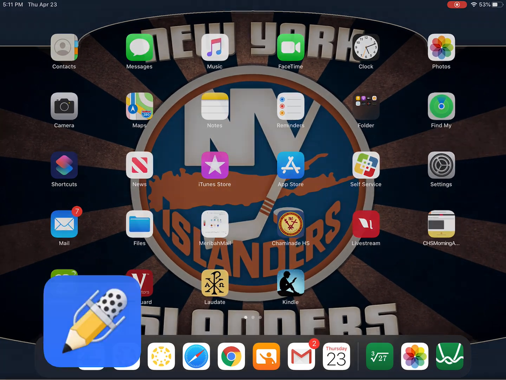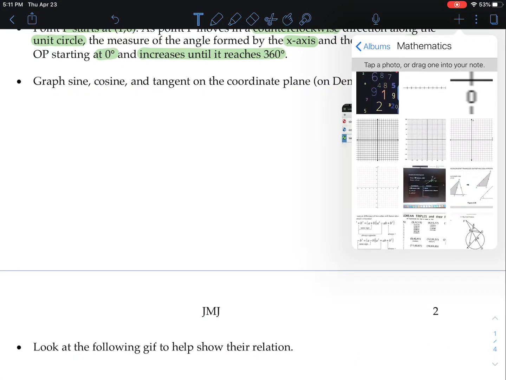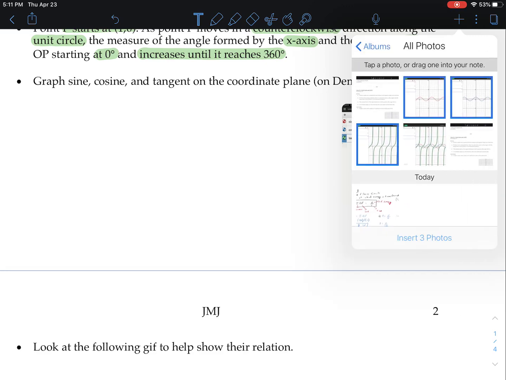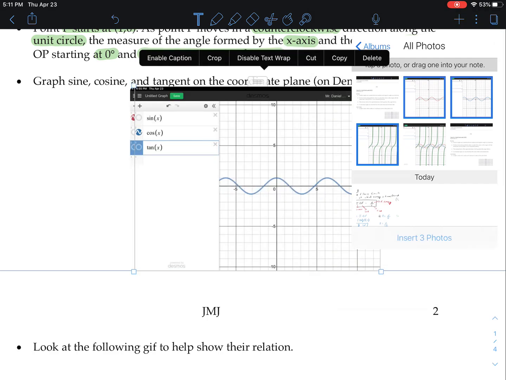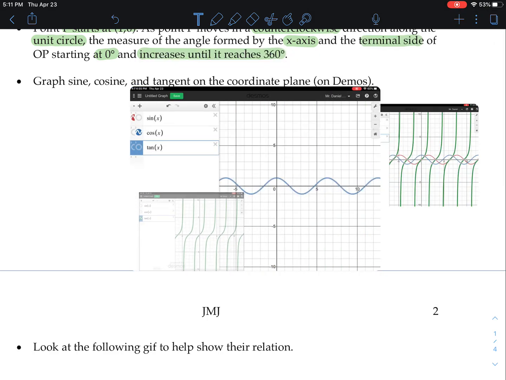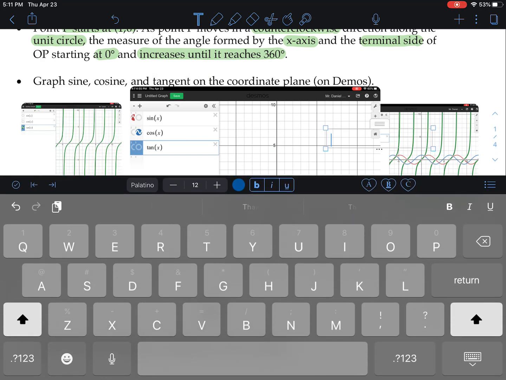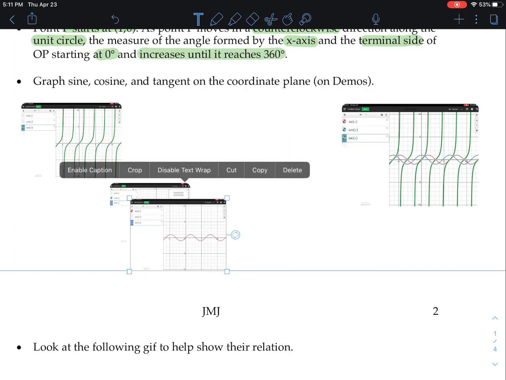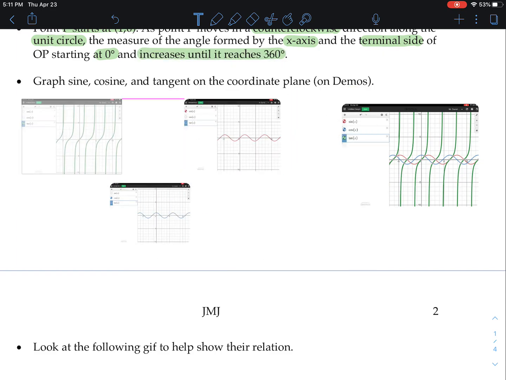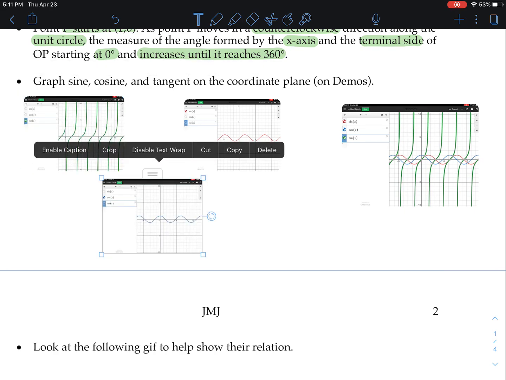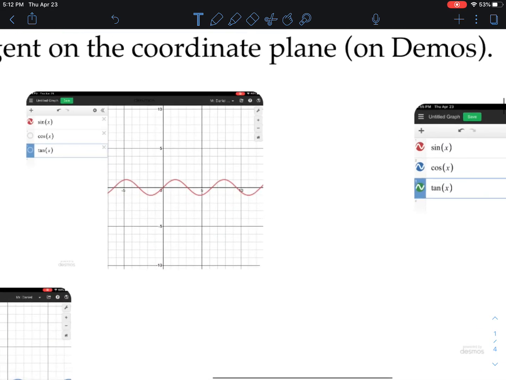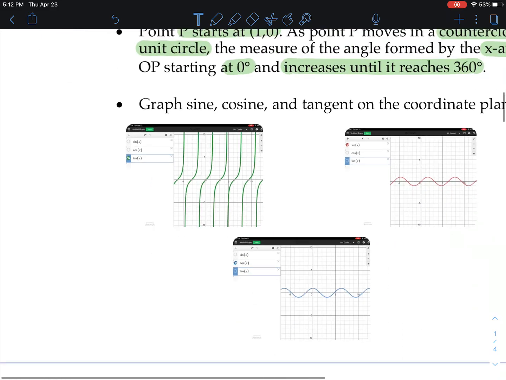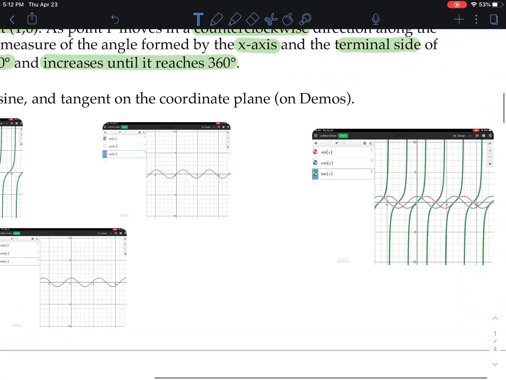I just took a screenshot of each one. I had done this before, so I'm just going to grab each one, all photos. Bam, bam, bam. And here are my 3 photos. I'll just make them a little bit smaller. And there we go. So we have sine, cosine, and tangent. I'm not going to make them super nice now, but that's the 3 of them. Okay, so here's sine, here's cosine, and here's tangent. There's my graphs.